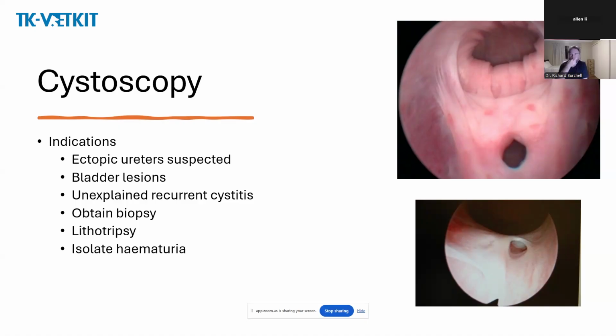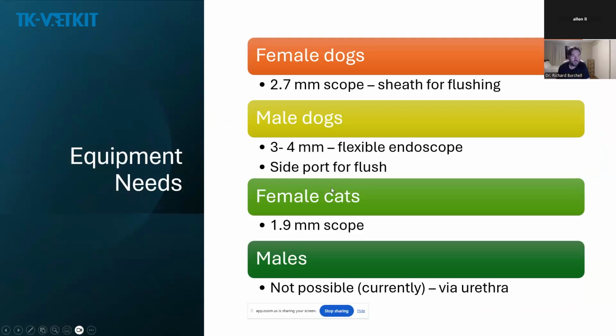Okay, so if we look at cystoscopy now, some of the indications would be ectopic ureters. Suspected, endoscopy is the best modality for that. Bladder lesions, or if you have a recurrent cystitis that's unexplained, if you're wanting to get a biopsy, if you're wanting to pursue lithotripsy, or if you're trying to find a source of hematuria, where hematuria might be coming from.